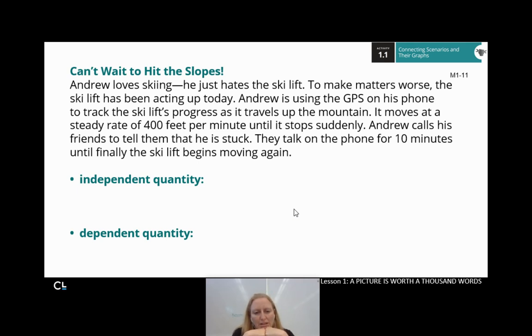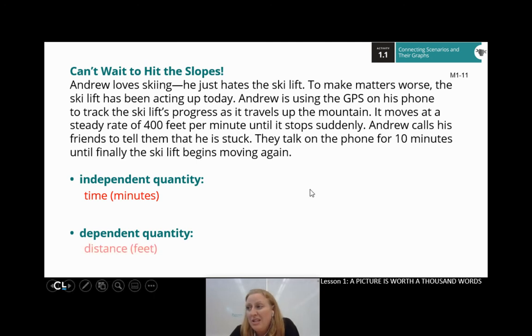I know you know what the independent quantity is. It's the time in minutes. You seeing a pattern here? Maybe. Independent quantity is time in minutes, right? That time is moving forward whether or not that dumb ski lift is working. So what's the dependent quantity? Well, we're moving at a rate of 400 feet per minute. It sounds to me like my dependent quantity is my distance in feet. Yep.